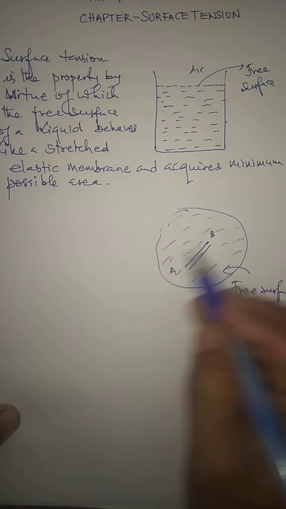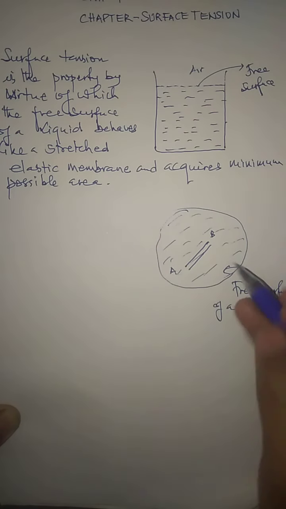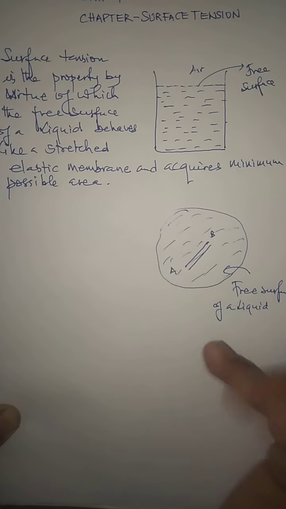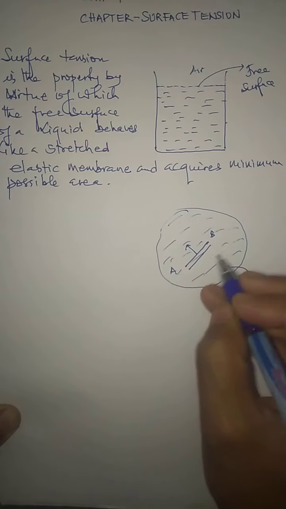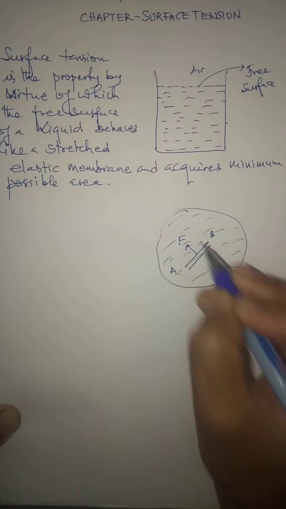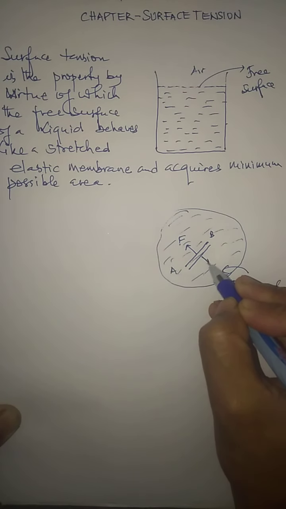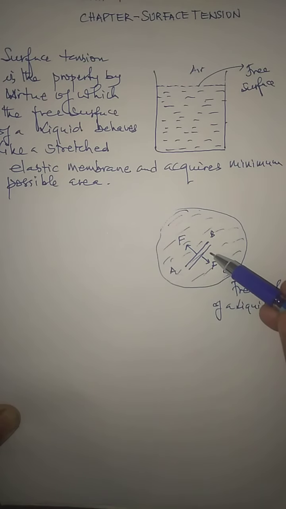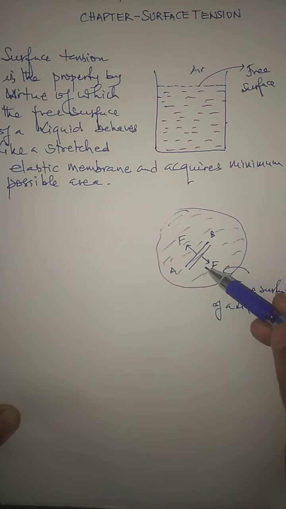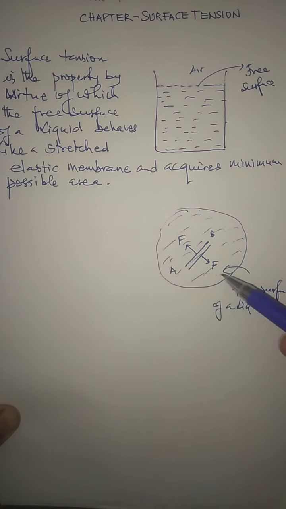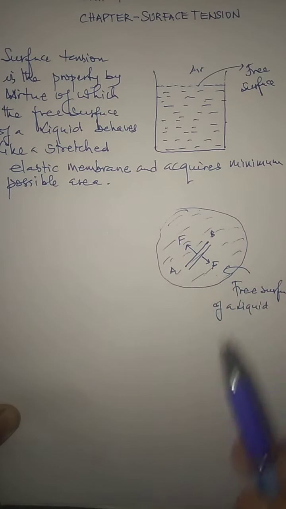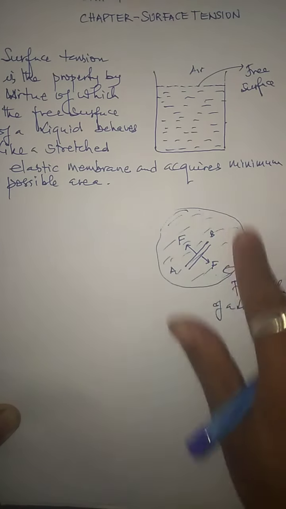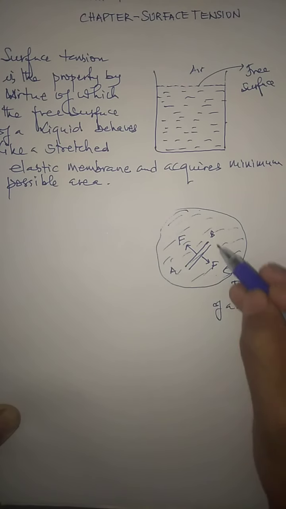Now the surface on either side of this line, either this side or this side, exerts a force. I consider the force exerted on this line as F, and on the other side the force exerted is also F. This is basically a pulling force on the surface, and it is exerted on both sides. This force lies in the plane of the surface, exactly at right angle to the line.